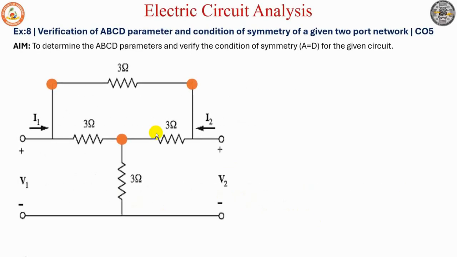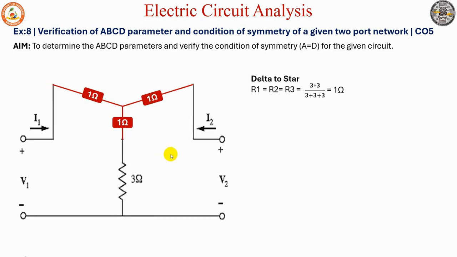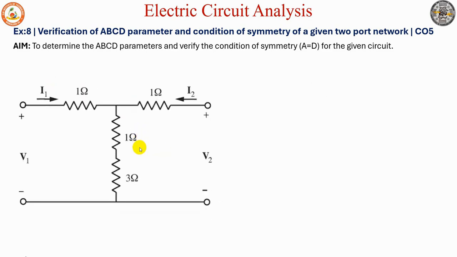So we have the values. What we have done here is assume that this delta is converted to star. You can pause the video and write down the formula. If we convert delta to star, what are the answers for R1, R2, R3? I think we are aware that R1, R2, R3 all have the same value, because all three delta elements have the same value. So the answer is 1 ohm. Once we know the equivalent star values as 1 ohm, what do we do with the delta? We eliminate it. So this is the reduced circuit.